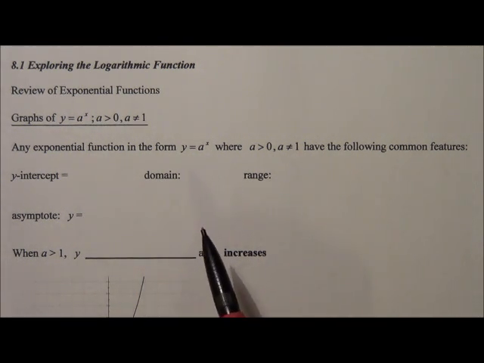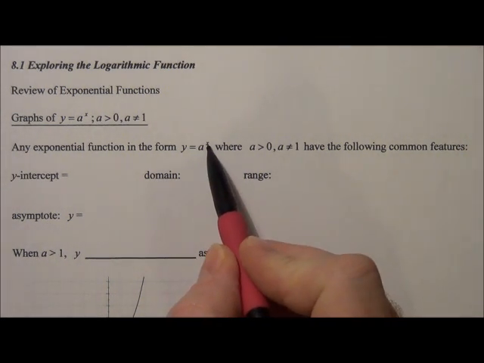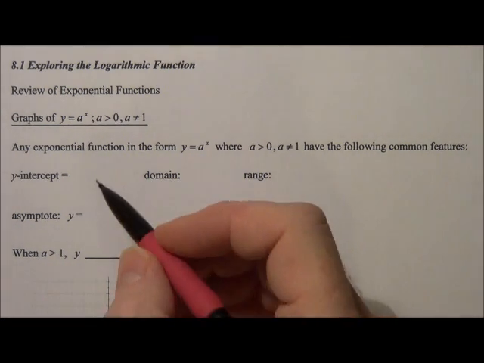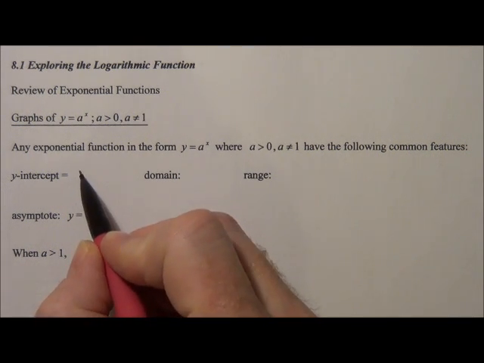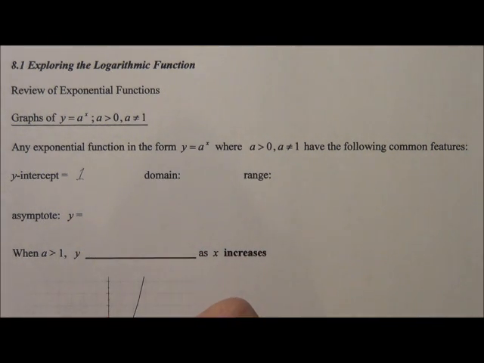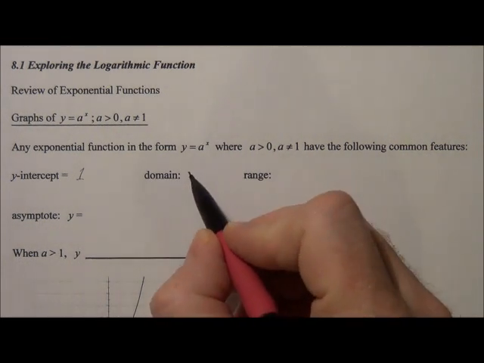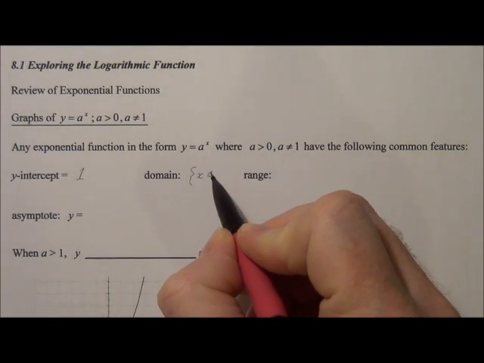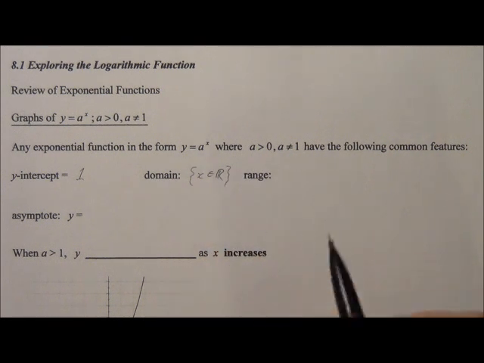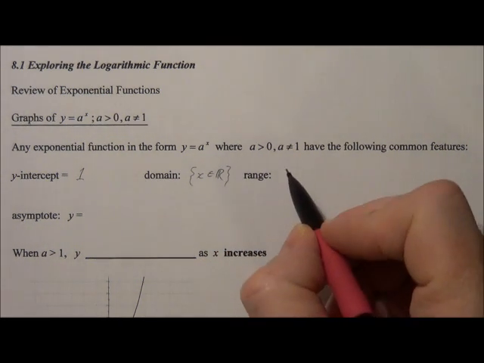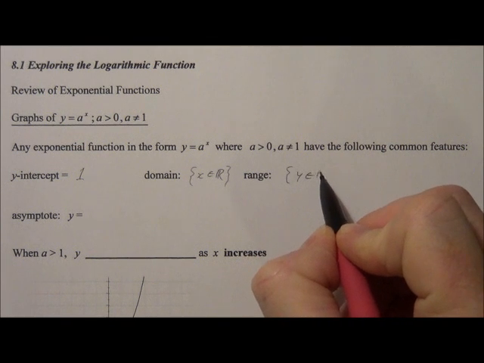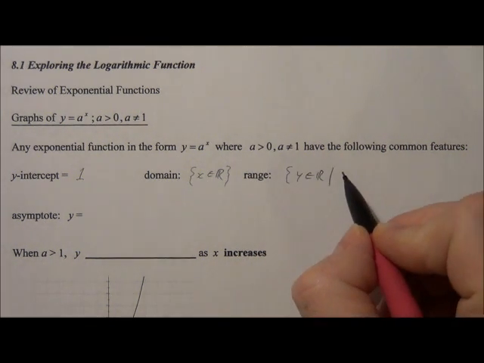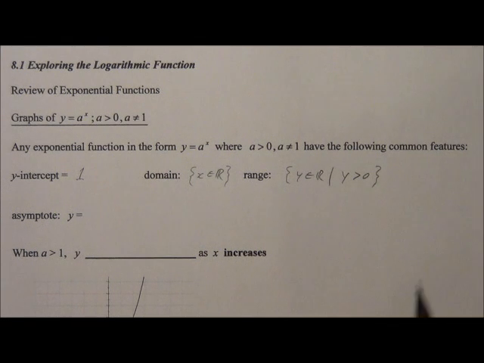Where x equals 0, that would tell us that the y-intercept is 1. The domain is x is an element of all real numbers. And the range, y is an element of all real numbers such that y is greater than 0. And we have an asymptote, which actually ends up being a horizontal asymptote, and the equation of that is y equals 0.